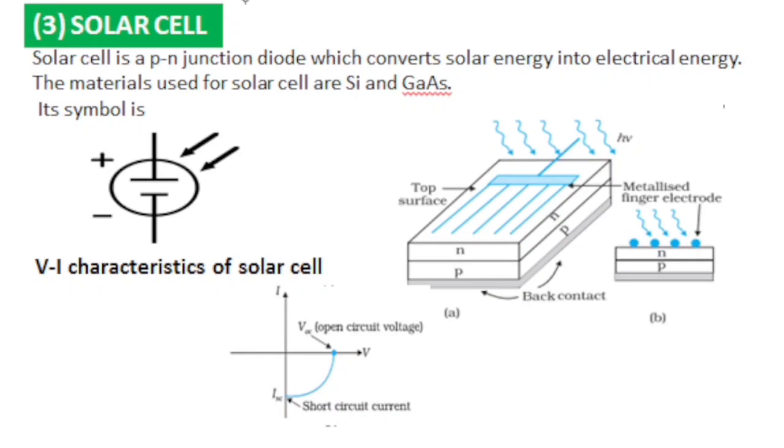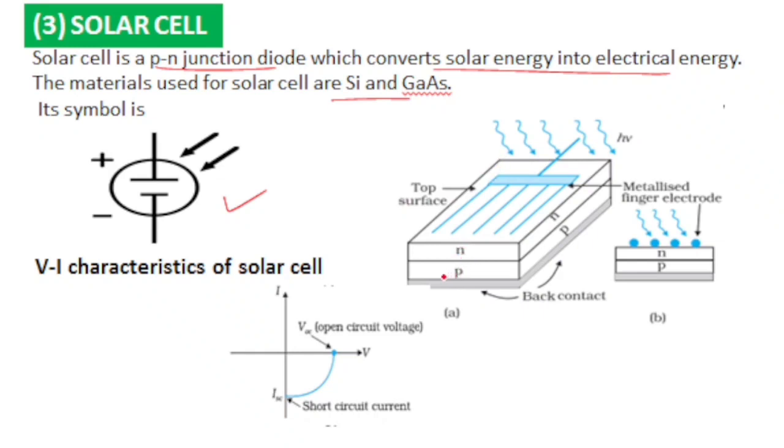What is a solar cell? A solar cell is actually a p-n junction diode which converts solar energy into electrical energy. The materials used for the solar cell are silicon and gallium arsenide. This is the symbol for the solar cell. Now here n-type and p-type semiconductors are used. The n-type semiconductor is placed over the p-type semiconductor, and the n-type semiconductor is very thin, so that light enters through the n-type semiconductor to near the junction.